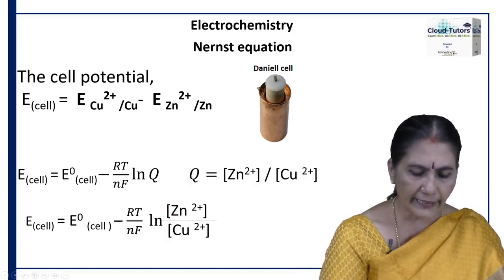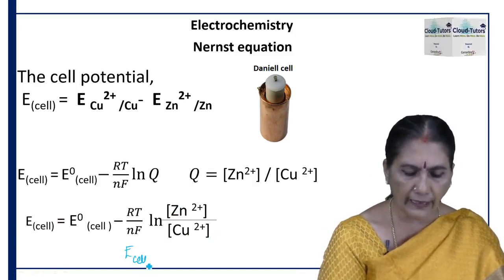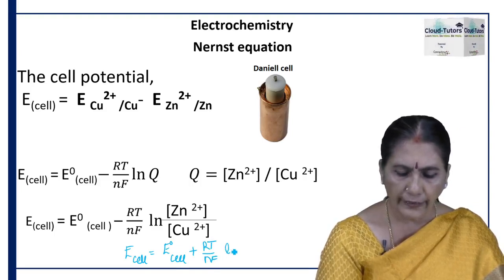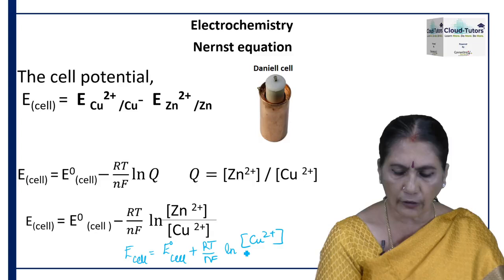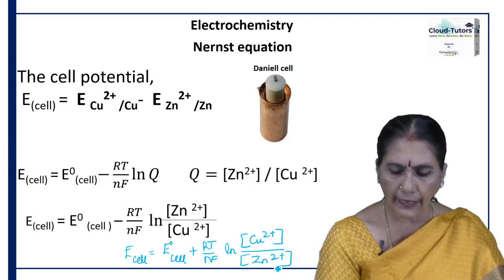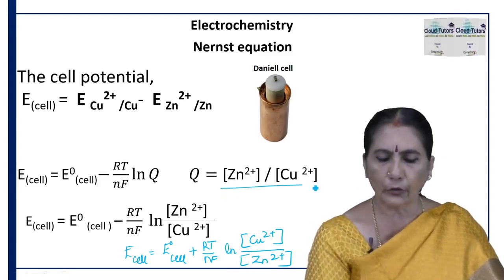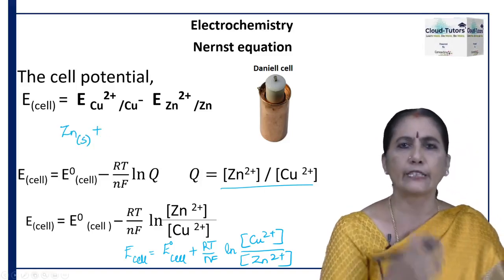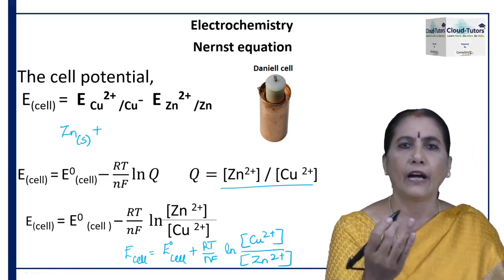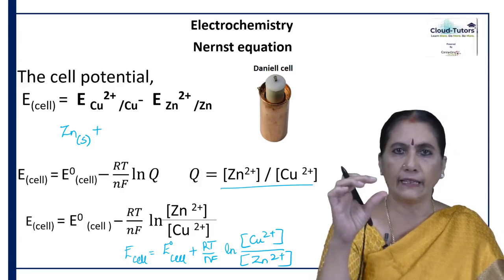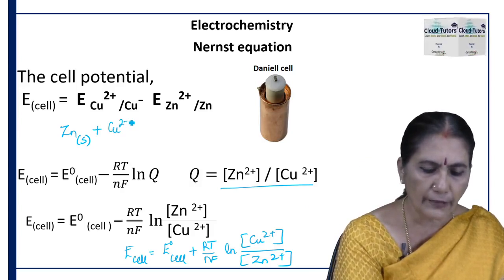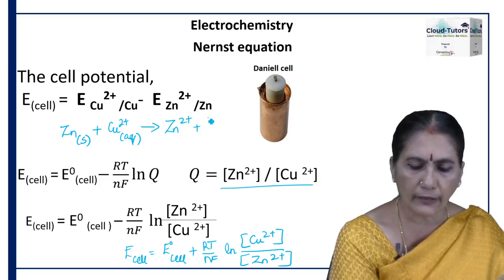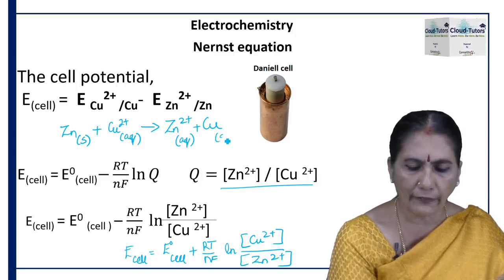Now, I can even write this equation in a different manner. I can write E of cell is equal to E naught of the cell plus RT by nF into ln of concentration of Cu2+ ion divided by Zn2+ ion. Now, you must be wondering how Q is equal to Zn2+ over Cu2+. Because while we had discussed the Daniell cell representation, you have understood the net cell equation. It was involving Zn plus Cu2+ in the aqueous solution giving rise to Zn2+ plus Cu. Now, without fail, you are supposed to write aqueous here, without fail, yes.